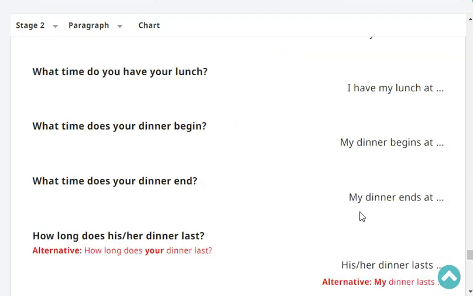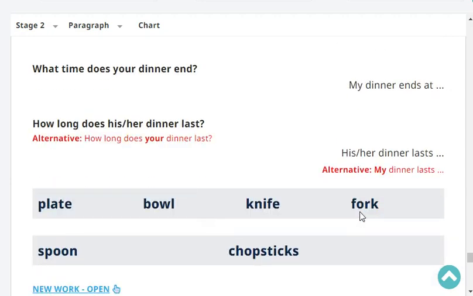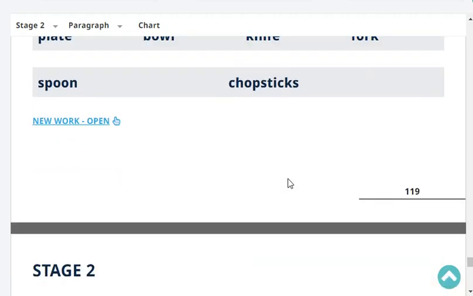What time does your dinner begin? My dinner begins at 7 o'clock. Very good. What time does your dinner end? My dinner ends at 8 o'clock. Very good. How long does your dinner last? My dinner lasts 1 hour. Very good.